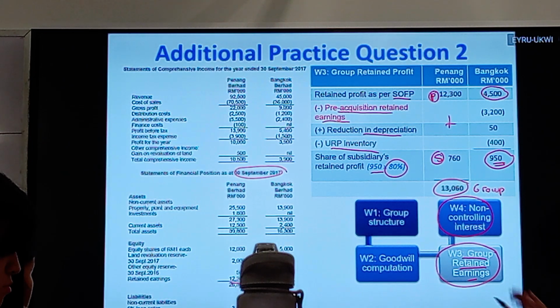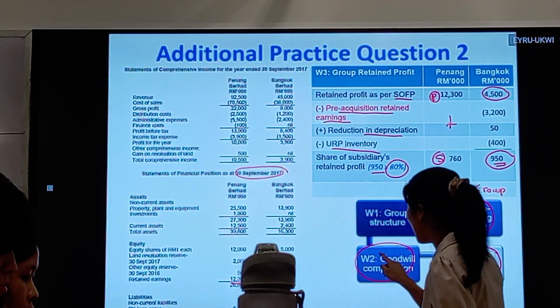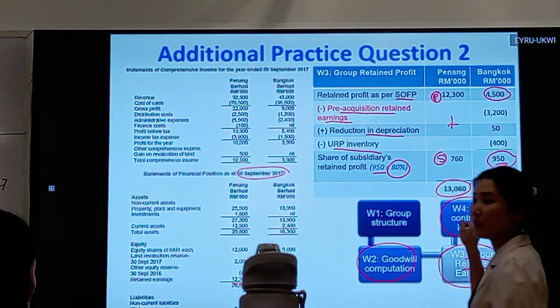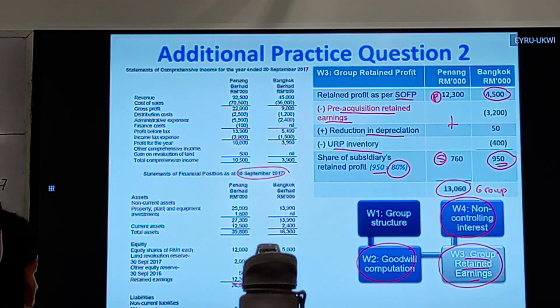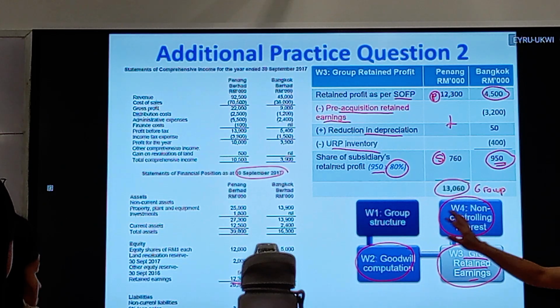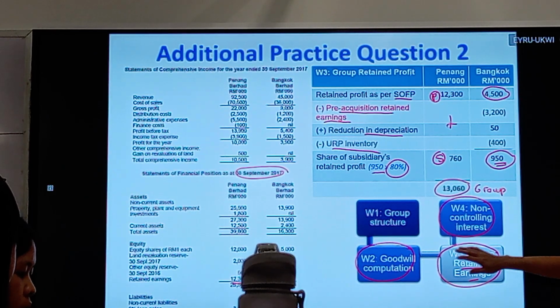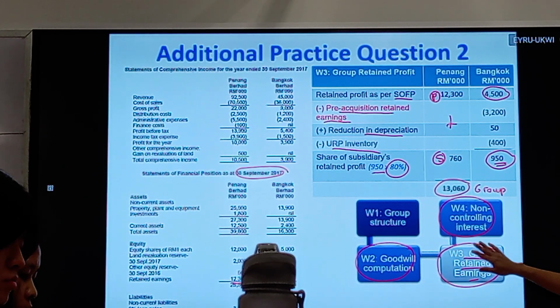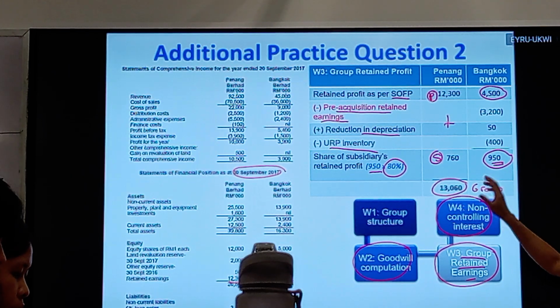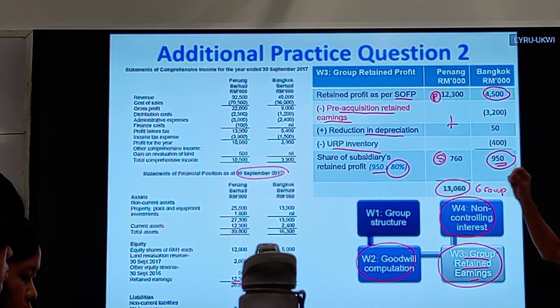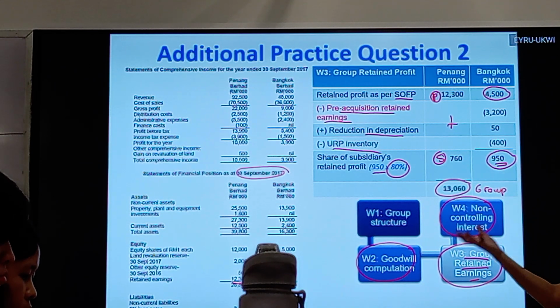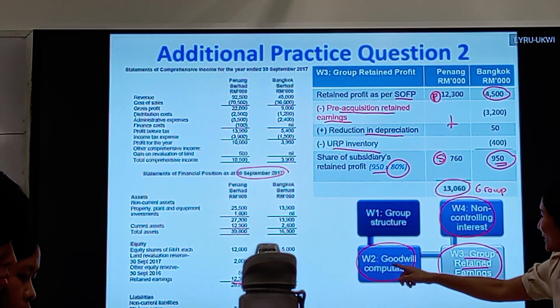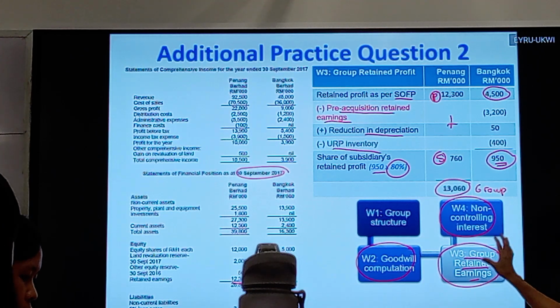I want to tell you all these working 2, working 3, working 4 are very, very important in exam. You have to calculate it, because if you don't show working 2, you don't show working 3, you don't show working 4, you just report the final figure in the worksheet, right? And then if your final figure is wrong, what happens? I cannot give you the marks.